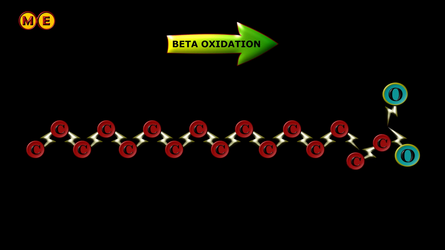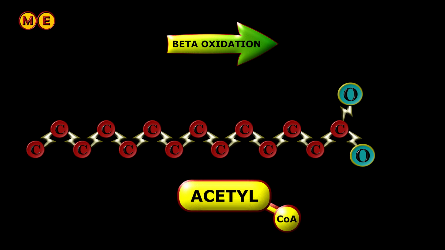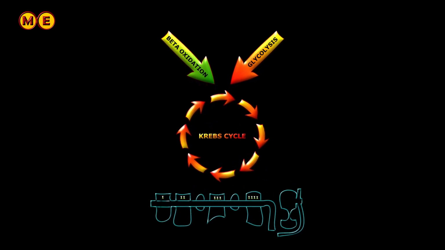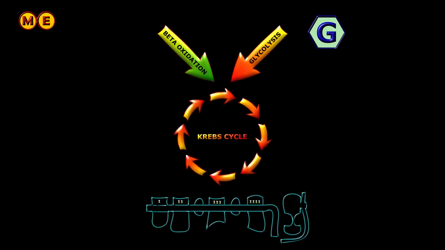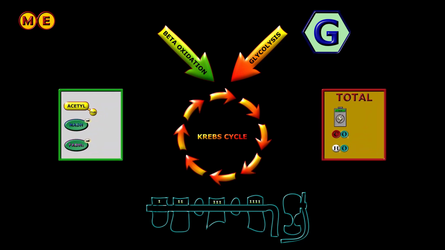Beta oxidation is a cyclic process that shortens the fatty acids by 2 carbon atoms in each cycle and converts them into acetyl-CoA. So far so good. Now let's look at the whole picture. Let's start with glucose and see how we convert it into ATP, CO2 and H2O.